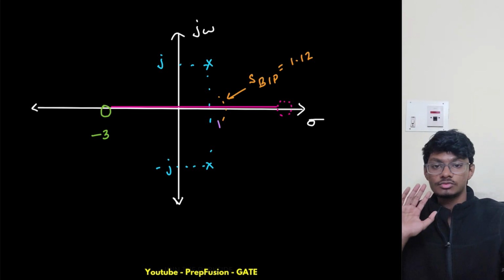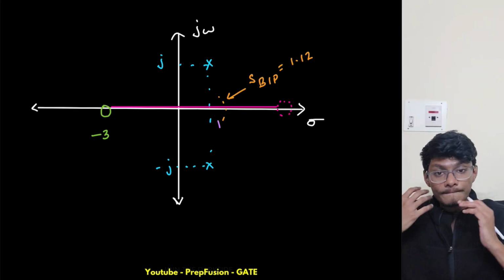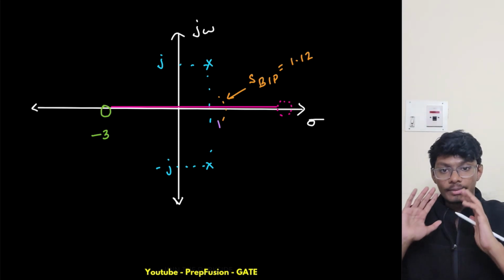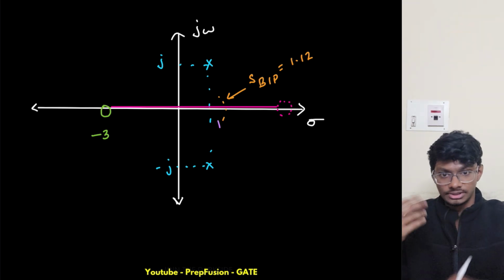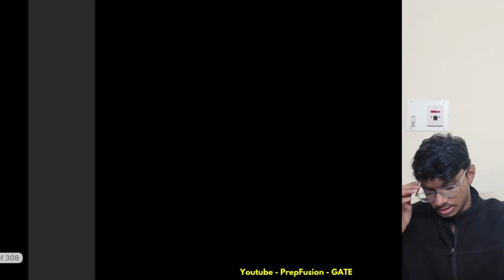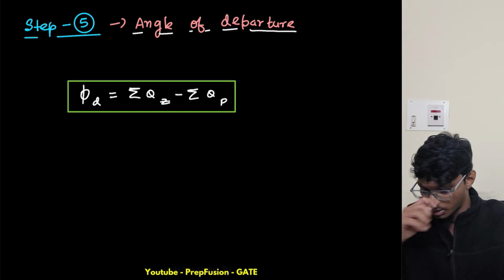Breakaway equals 1.1. Okay, so this is my break-in point basically. Now what about my angle of departure? Let's come straight back to my angle of departure. I've already written down the formula right here.